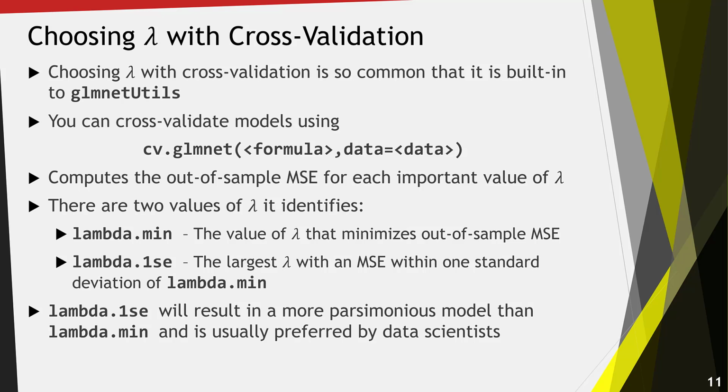After cv.glmnet is done, it identifies two important values of lambda. The first, lambda.min, is the value of lambda that minimizes the out-of-sample mean square error. The second is lambda.1se. This is the largest value of lambda, or the biggest penalty, with an MSE within one standard deviation of lambda.min. Lambda.1se will generally result in a more parsimonious model, a model with fewer features, than lambda.min. But the mean square error out of sample is still close to lambda.min, and so it's usually preferred by data scientists because you still get a low mean square error, but with a parsimonious model.